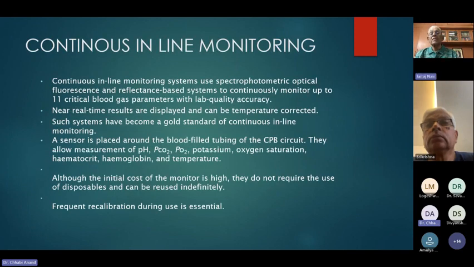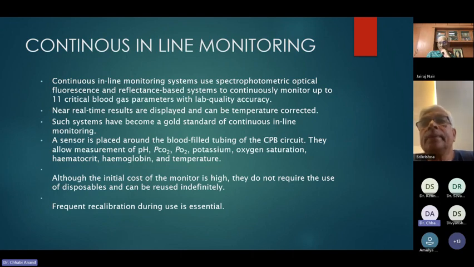Now, continuous inline monitoring. Continuous inline monitoring systems use spectrophotometric, optical fluorescence and reflectance-based systems to continuously monitor up to 11 critical blood gas parameters with lab quality accuracy. Near real-time results are displayed and can be temperature corrected. Such systems have become a gold standard for continuous inline monitoring.